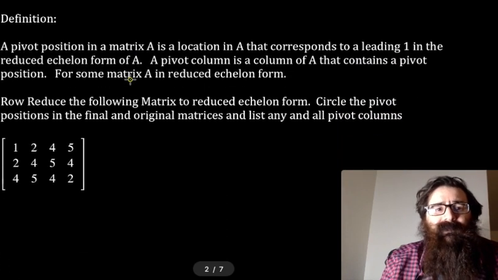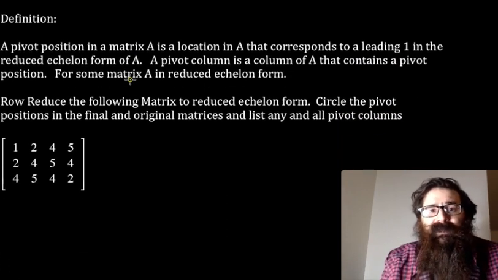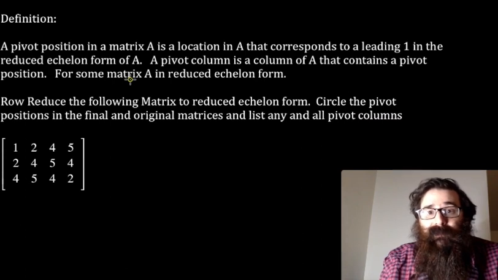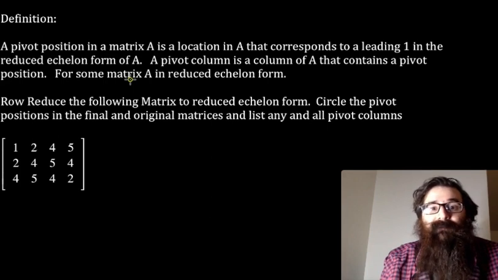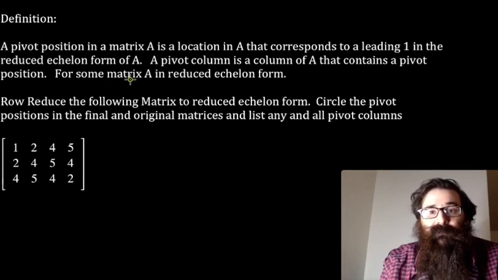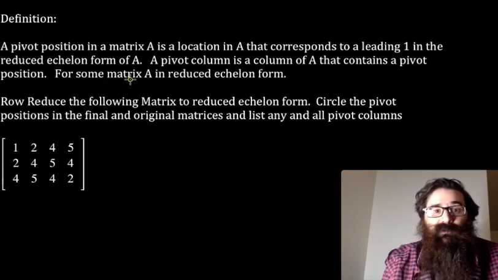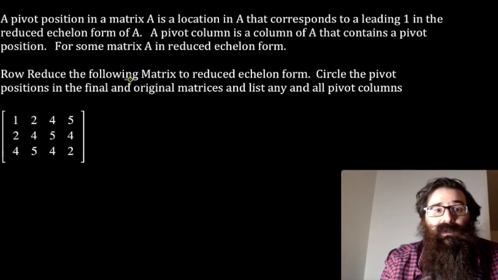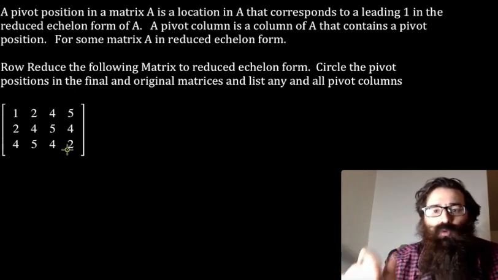Let's take a look at some definitions. A pivot position in a matrix A is a location in that matrix that corresponds to a leading 1 in the reduced echelon form of that matrix. A pivot column is a column of matrix A that contains a pivot position for some matrix A in reduced echelon form.